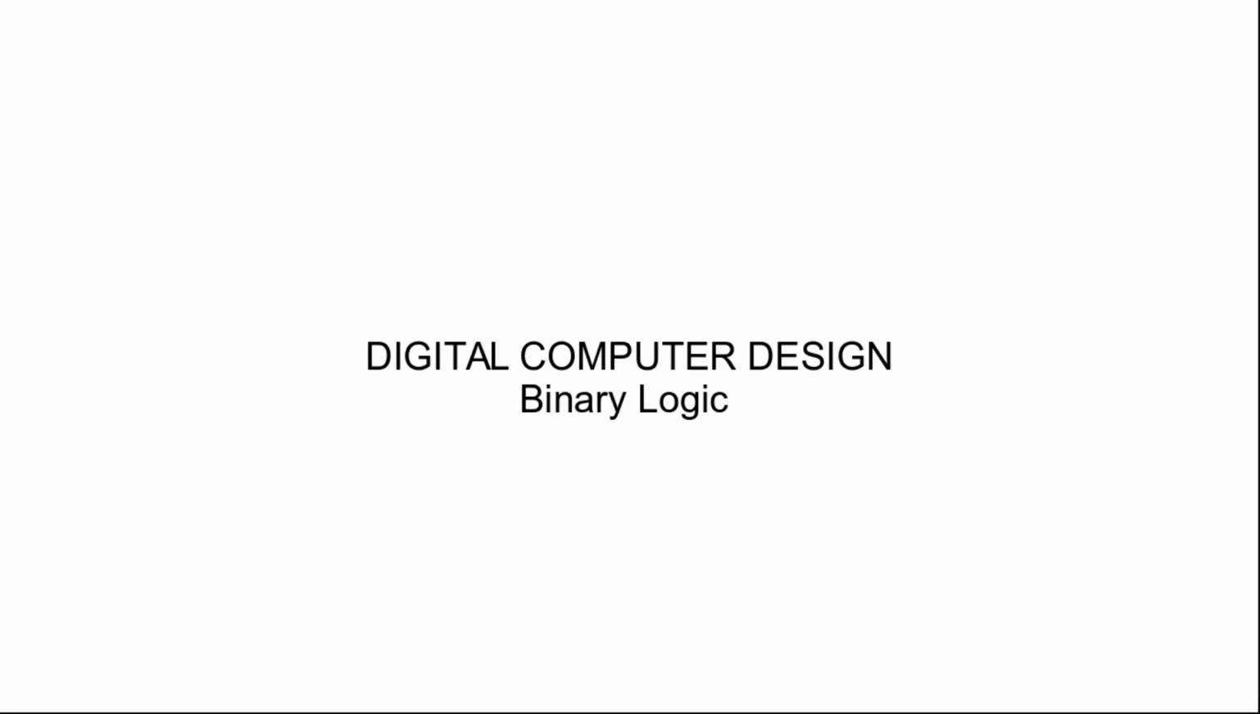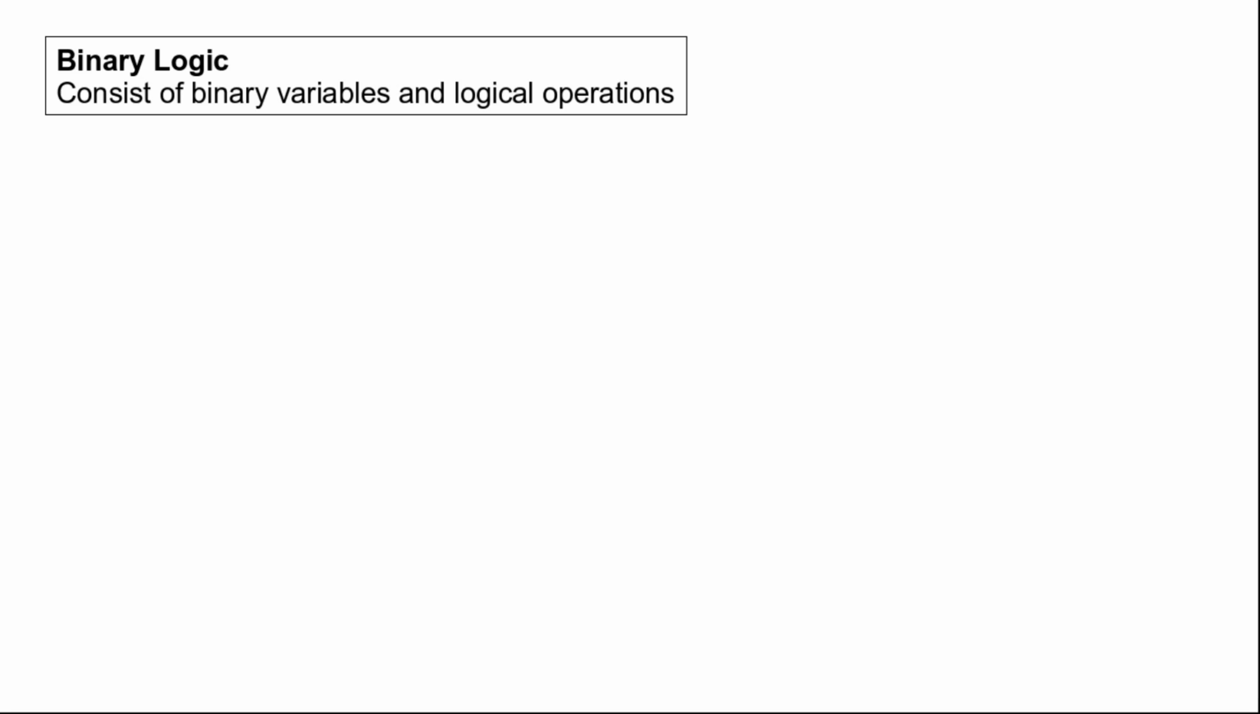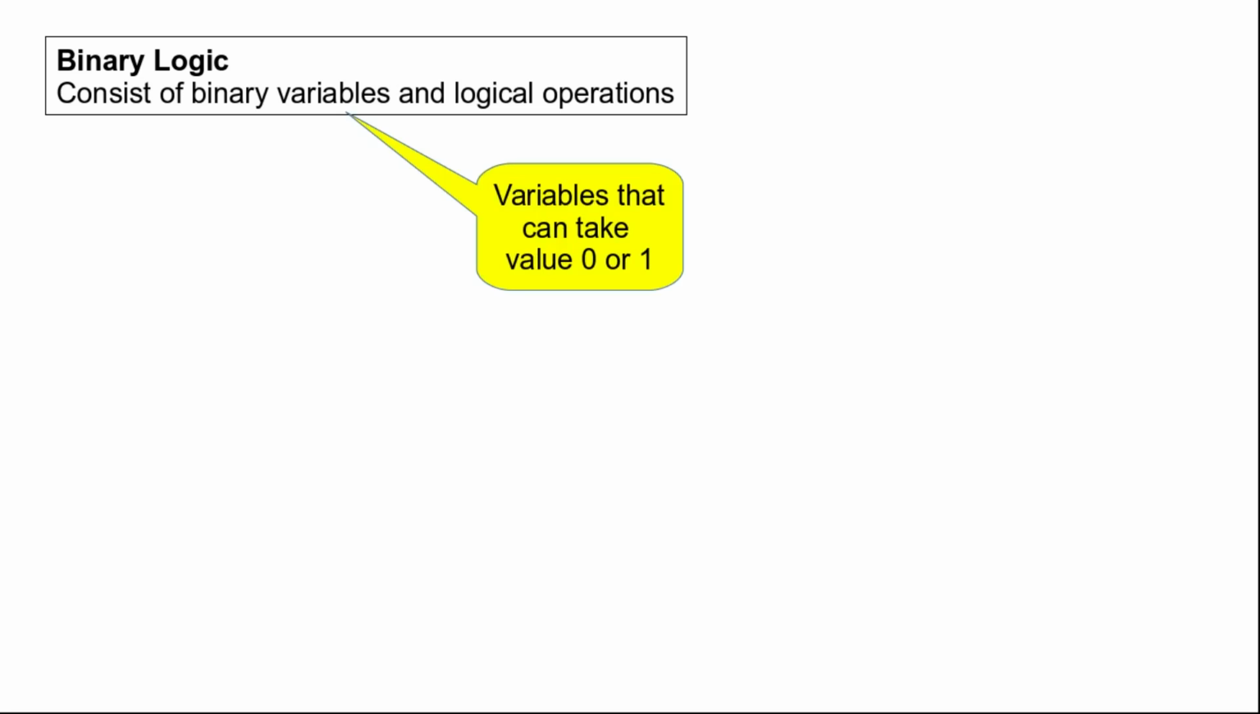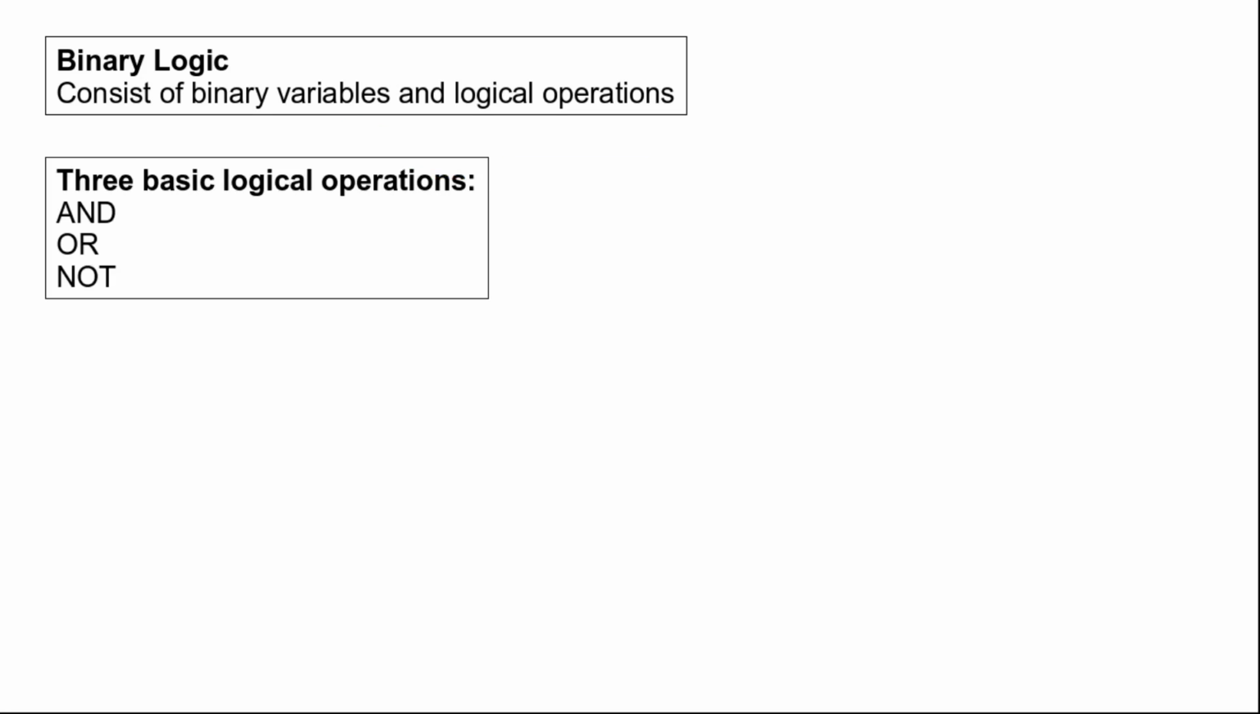In today's class, we will talk about binary logic. So, binary logic consists of binary variables and logic operations. By binary variables, we mean variables which can take one of the two possible values, 0 or 1. And there are three basic logical operations: AND, OR, and NOT.